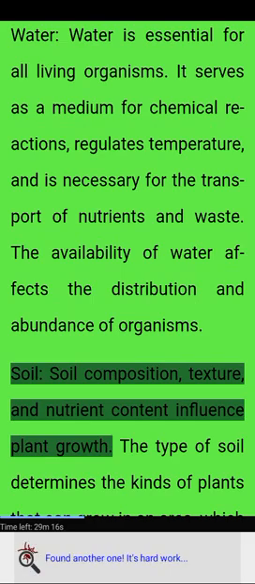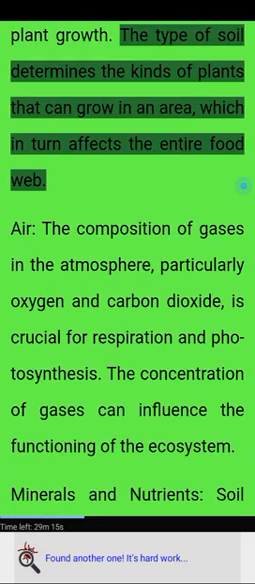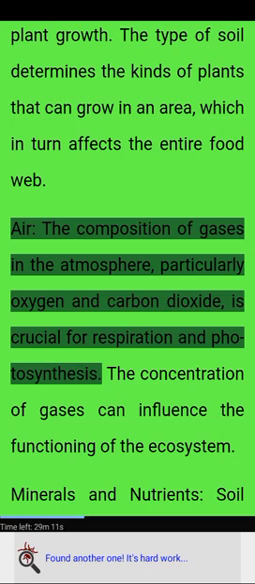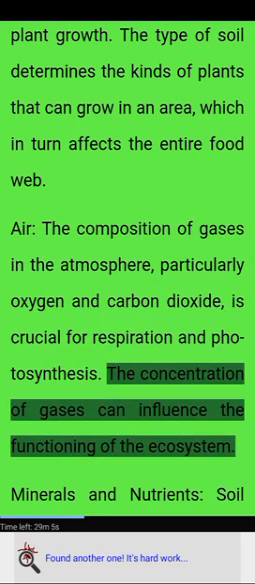Soil. Composition, texture, and nutrient content influence plant growth. The type of soil determines the kinds of plants that can grow in an area, which in turn affects the entire food web. Air. The composition of gases in the atmosphere, particularly oxygen and carbon dioxide, is crucial for respiration and photosynthesis. The concentration of gases can influence the functioning of the ecosystem.